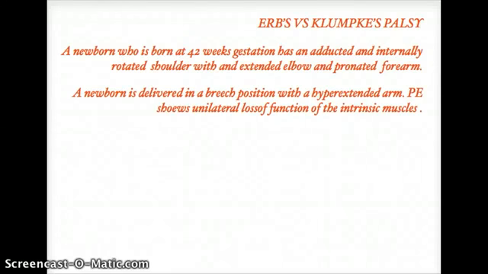This video talks about the difference between Erb's versus Klumpke's palsy. Now, Erb's palsy deals with C5 and C6, and Klumpke's palsy deals with C8 to T1. Now, sometimes it could be a little confusing between Erb's and Klumpke's. There are certain obvious cases, but there are other ones which can be a little confusing. So that's why I wanted to clear the differences between Erb's and Klumpke's palsy.